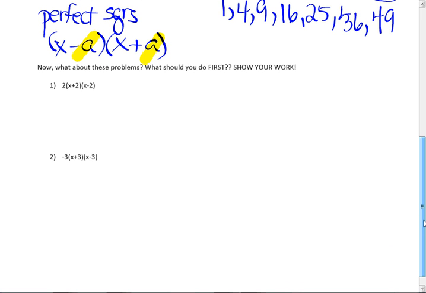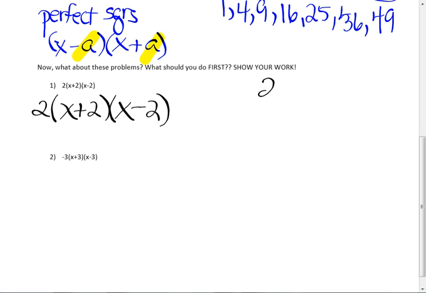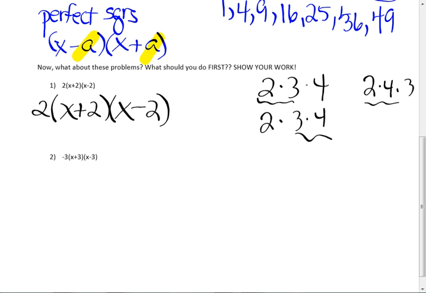Because I noticed I put these on here because I knew we had some problems with these. A lot of you want to distribute that 2 with the x plus 2, but it's easier to multiply the other ones. These are single numbers. I can do 2 times 3 times 4. I can do 2 times 3 first, or I could do 3 times 4 first, but I can only do 2 things. I could even switch the 4 and the 3. I could do 2 times 4 times 3 and do those first.